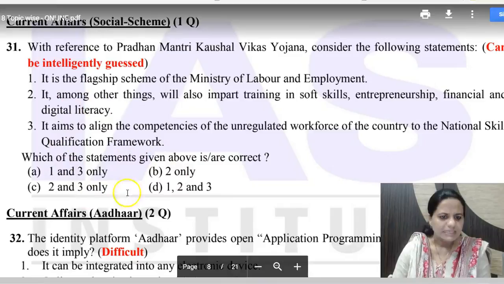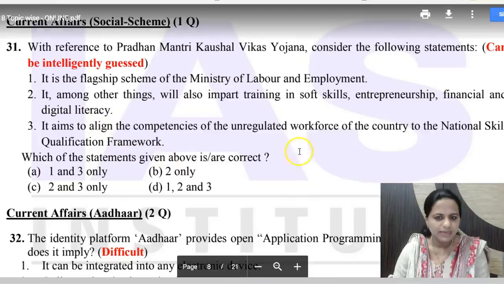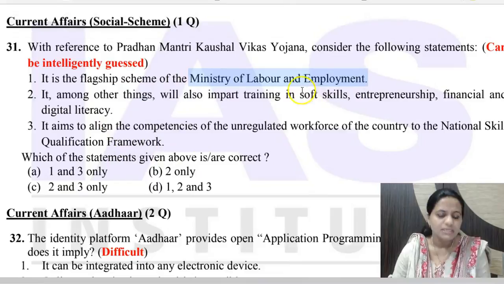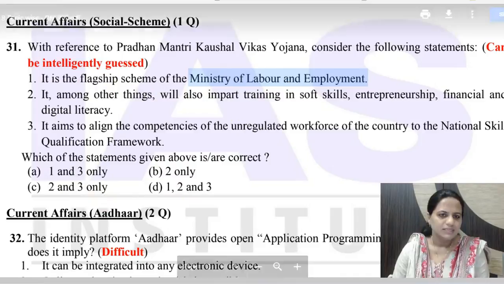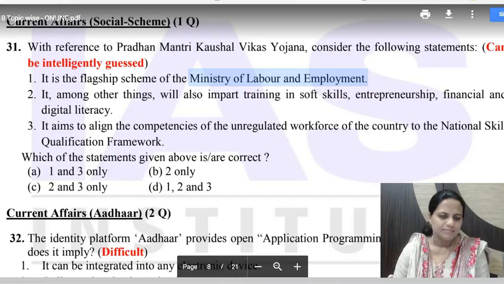And then statement 3 seems to be correct. But then it's not a flagship scheme under the Ministry of Labour and Employment. You should know this, that there's a separate Ministry of Skill Development. So that's why it's a scheme under the Ministry of Skill Development. So one statement is incorrect. So when one is incorrect, the correct answer here is C, 2 and 3 only.